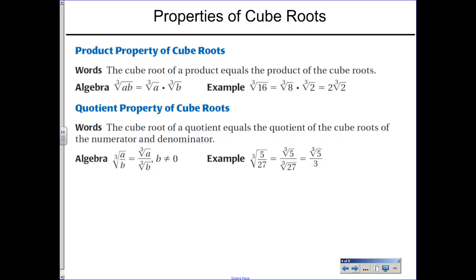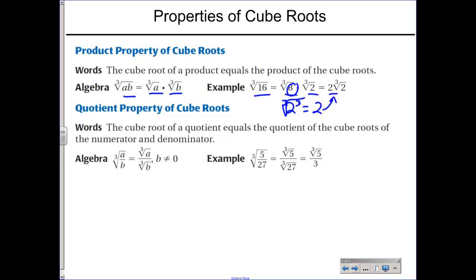The cube root of a times b is the same thing as the cube root of a times the cube root of b, and we can see the example here. We've got the cube root of 16, which is really the cube root of 8 times the cube root of 2, and 8 happens to be a perfect cube because 2 times 2 times 2, or 2 to the third power, gives you 8. So we can call that 2 cube root of 2. So the cube root of 2 to the third power is really just 2, and that's where this 2 comes from.